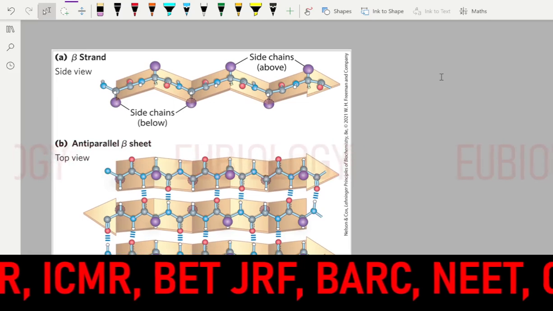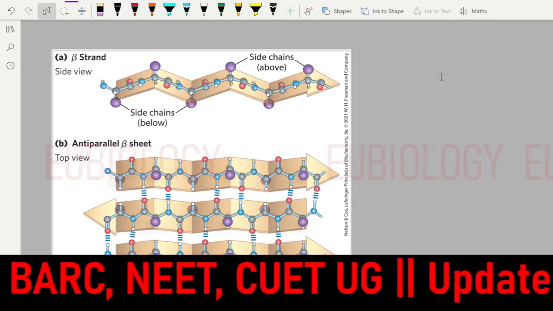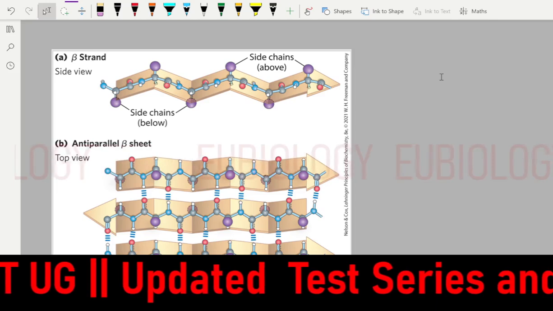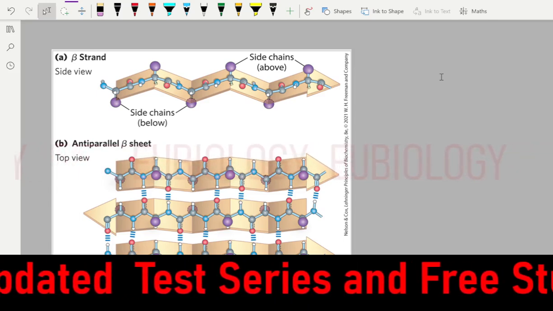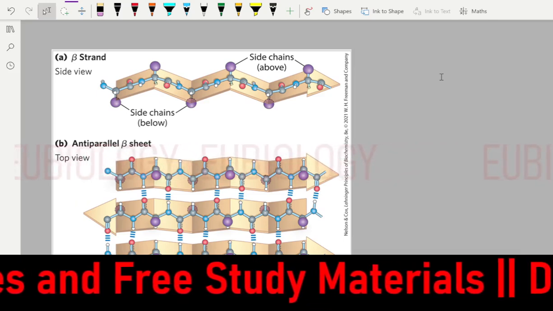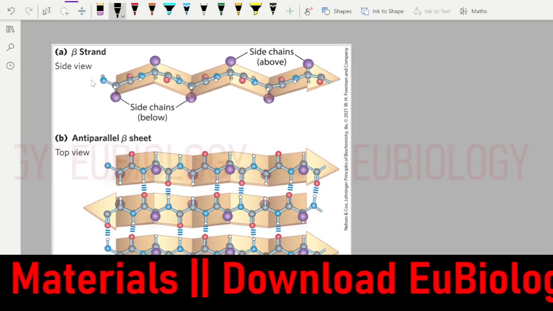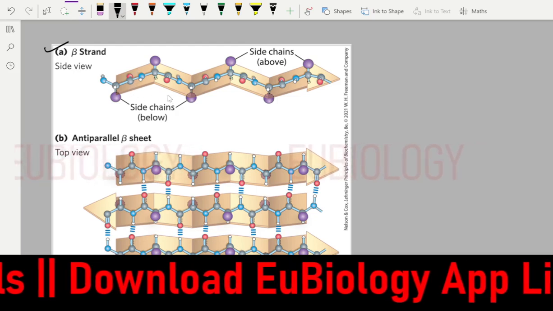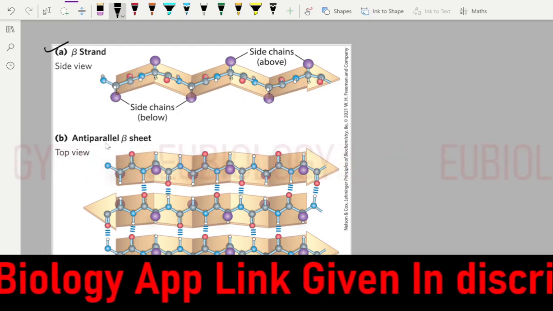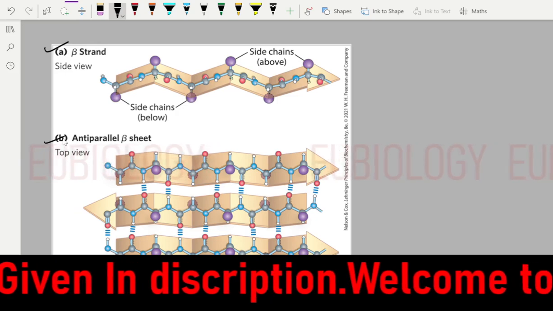So this is the beta strand, or beta conformation: a single protein strand in a zigzag manner. A sheet is formed when more than one strand is arranged side by side. You can see here, this is the beta strand, and it is in the zigzag manner. Now this is the beta sheet, meaning more than one beta strand arranged side by side.